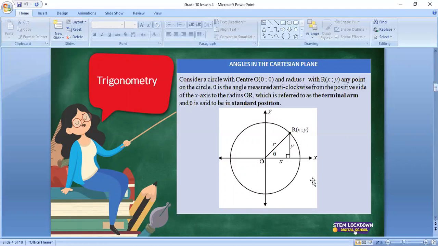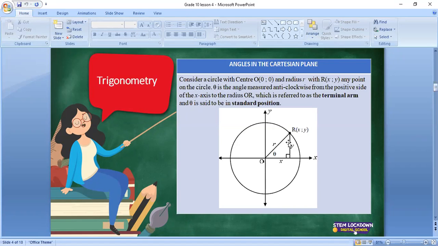Okay, so that's the concept of quadrants. Again, you have four quadrants: the first, the second, the third, the fourth. The first one is for angles between 0 and 90. The second one is for angles between 90 and 180. The third one is for angles between 180 and 270. And the fourth one is for angles between 270 and 360.